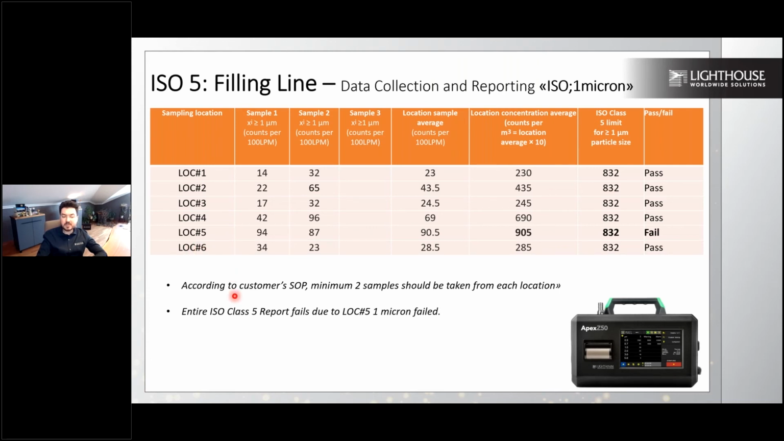So in this case, my customer's SOP says I want you to take at least 2 samples in each location for 1 micron. I'm okay with it. I take 2 samples. On average, if you take a look at it, I'm out of spec for location number 5. So the entire report failed for ISO. I will go back, do 0.5 and 1 micron together, take the sample, and do this again.